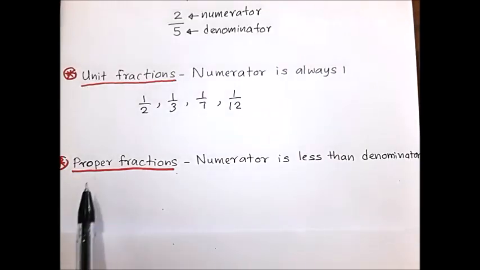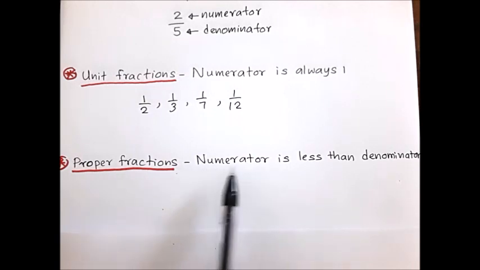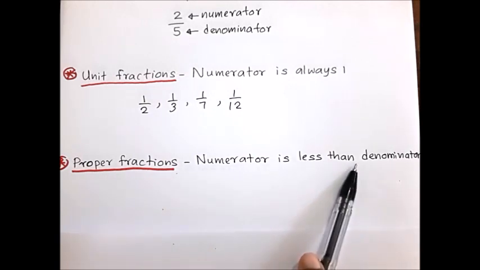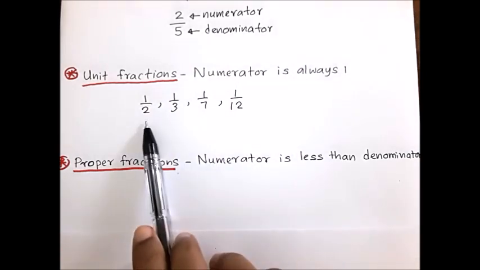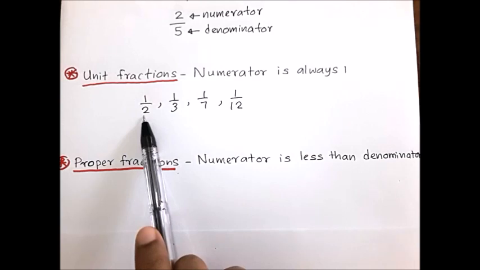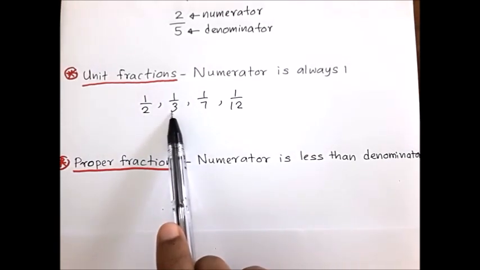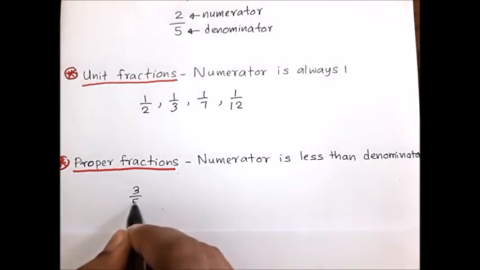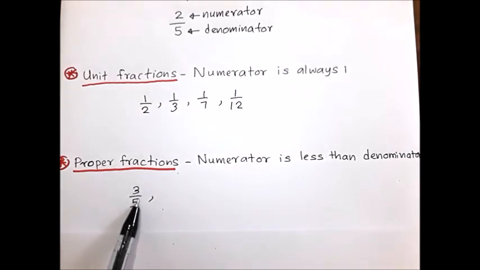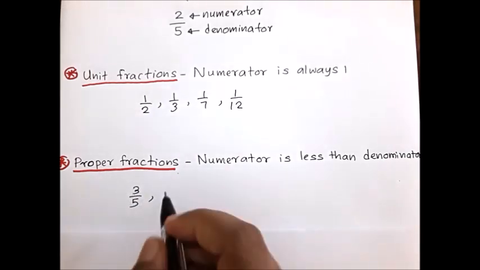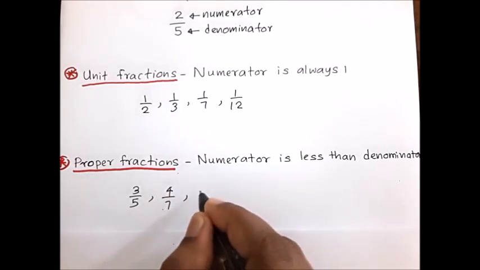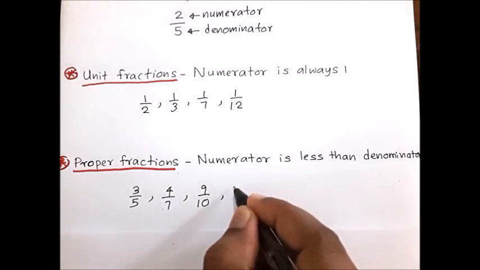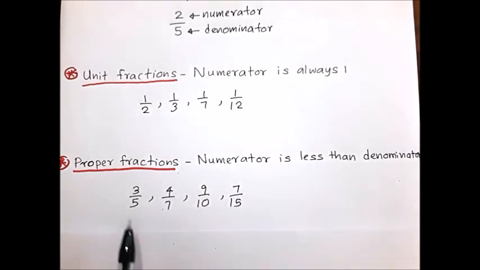Now the second type, proper fractions. In proper fractions, the numerator is less than the denominator. I am going to write other examples for proper fractions. Look here. 3 over 5. Here the numerator is 3, the denominator is 5. The numerator is less than the denominator. Another example, 4 over 7, 9 over 10, 7 over 15. In all these fractions, the numerator is less than the denominator. So we call these proper fractions.